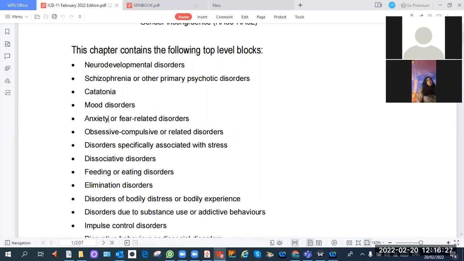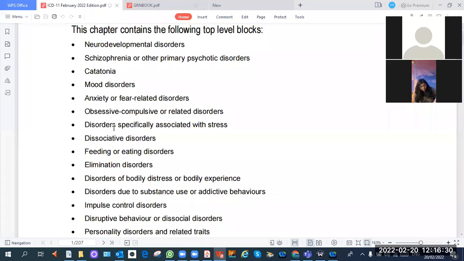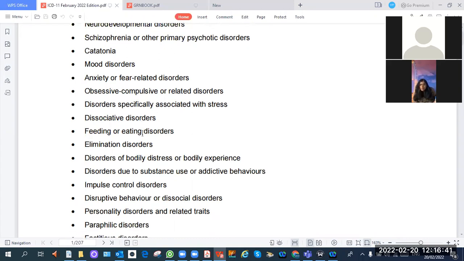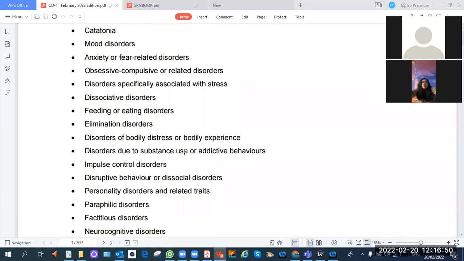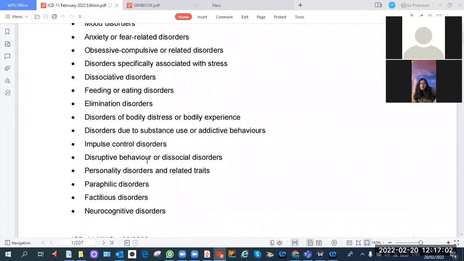Anxiety, same order, F40s, obsessive compulsive disorders. Dissociative disorders was also F40s. So we are in the same kind of order. Then disorders associated with stress, and feeding and eating disorders, which were F50. Now again in a similar order: elimination disorders, disorders of bodily distress or bodily experience, disorders due to substance use or addictive behaviors, and impulse control disorders and disruptive behavior. So impulse control disorder, again, they're around these.